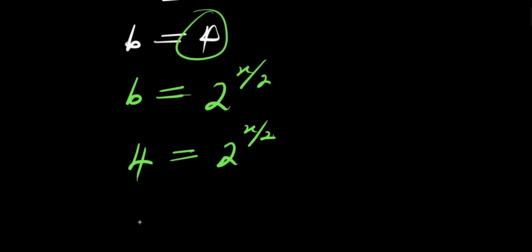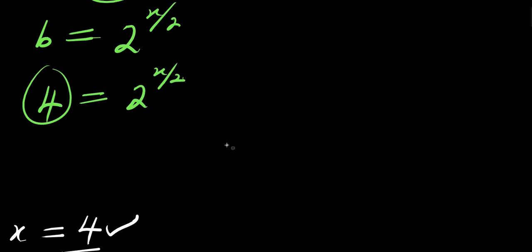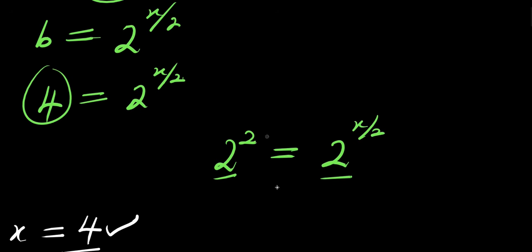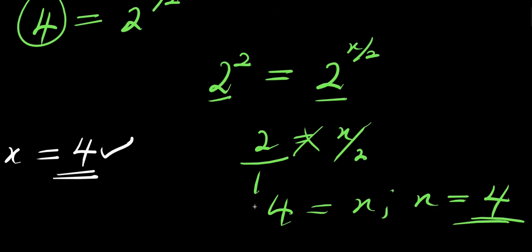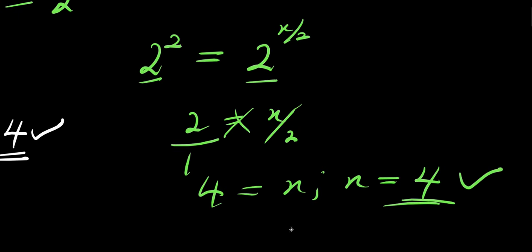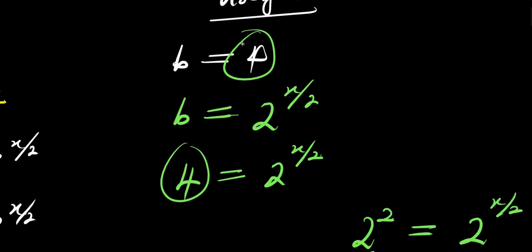So let's substitute this for b, which we have done. Let's express this in its exponential form. Remember, 4 is a perfect square. That means 2 power 2 equals 2 power x over 2. The bases are the same again. We compare the exponent, meaning 2 equals x over 2. And this 2 is over 1. If you cross multiply, 2 times 2, 4 equals x, meaning x equals 4. So we have gotten the same answer again using either a or b. So this is how you solve this exponential problem.